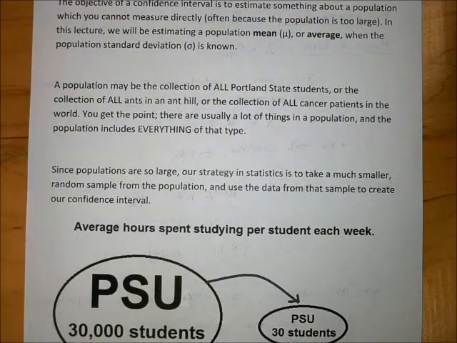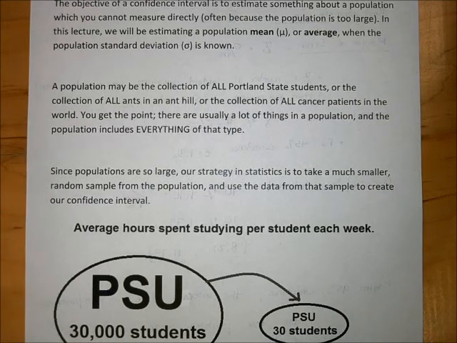A population may be the collection of all Portland State students, or the collection of all ants in an anthill, or the collection of all cancer patients in the world. I hope you get the point. There are usually a lot of things in a population, and the population includes everything of that type. Since populations are so large, our strategy in statistics is to take a much smaller random sample from the population and use the data from that sample to create our confidence interval.